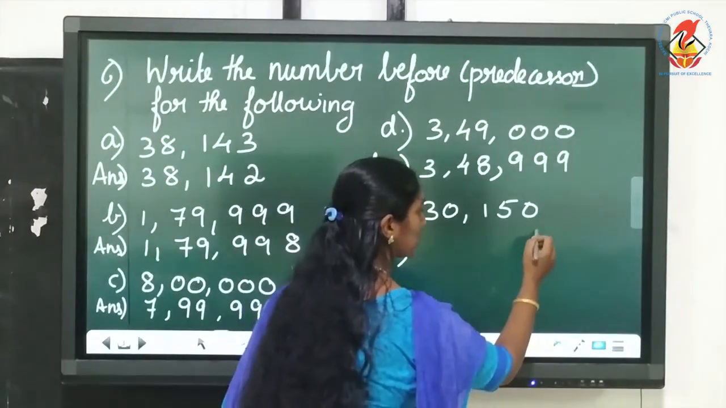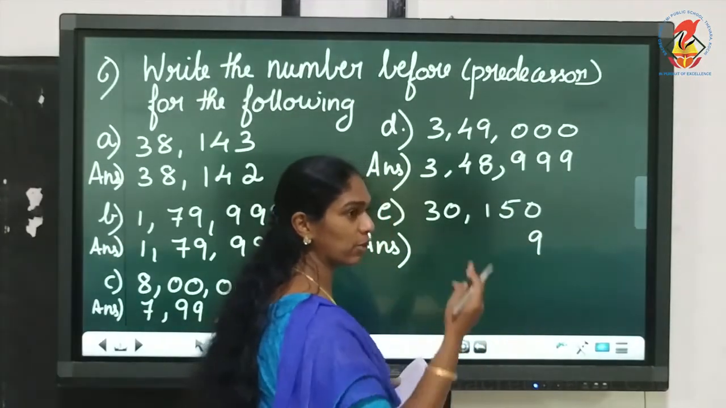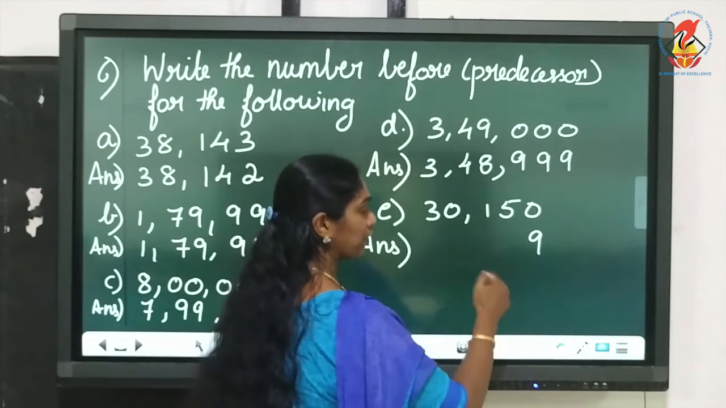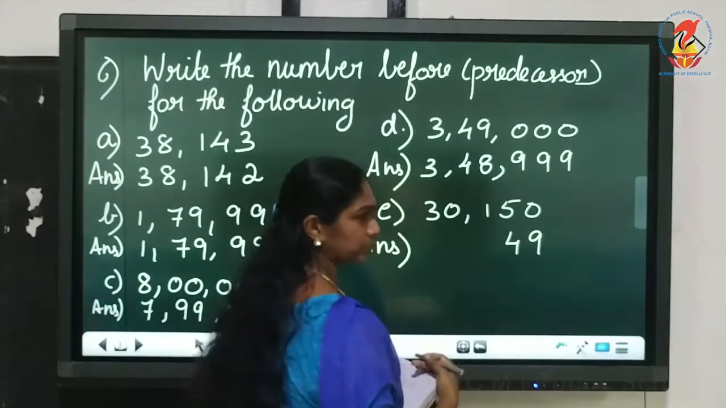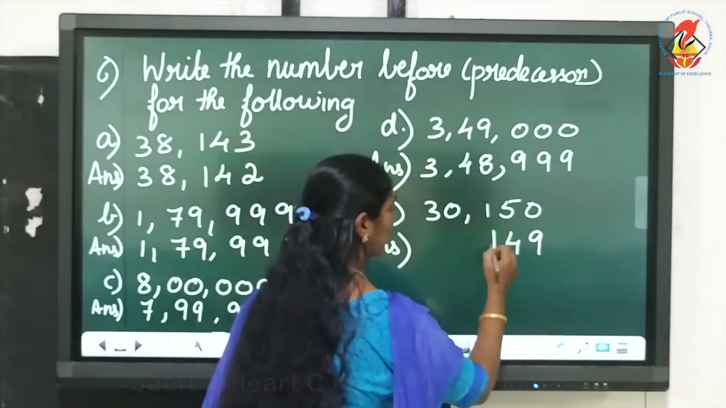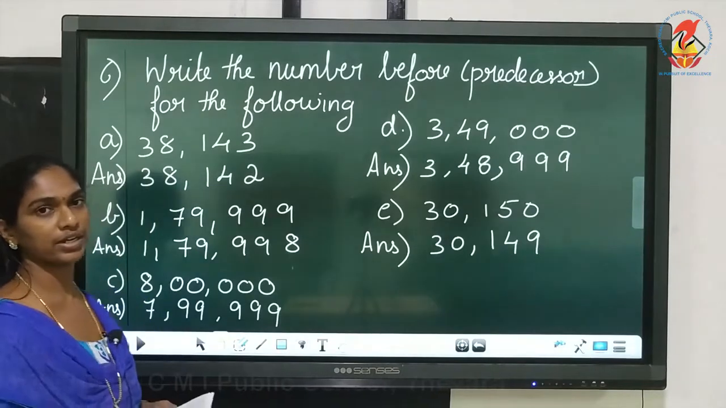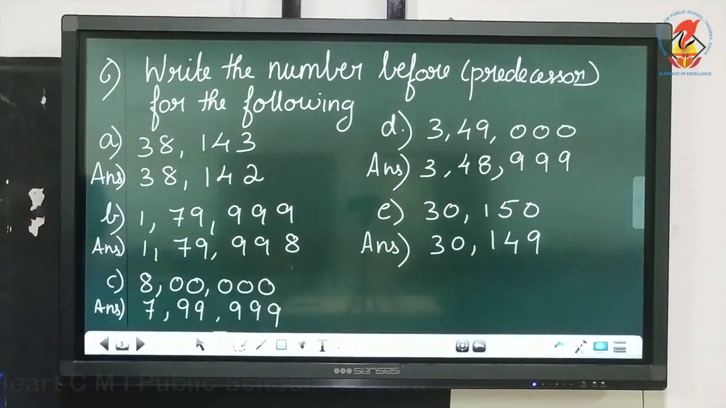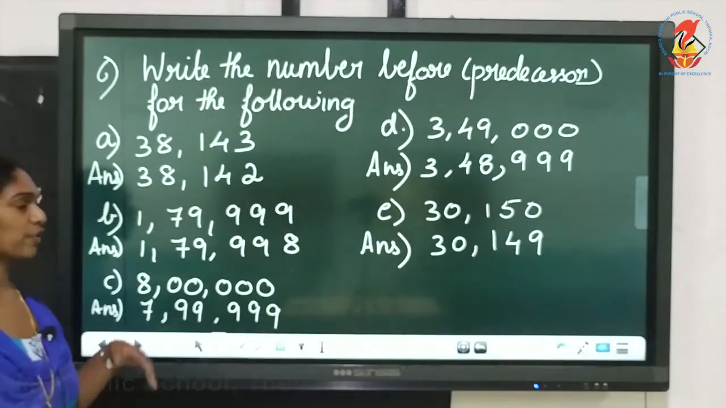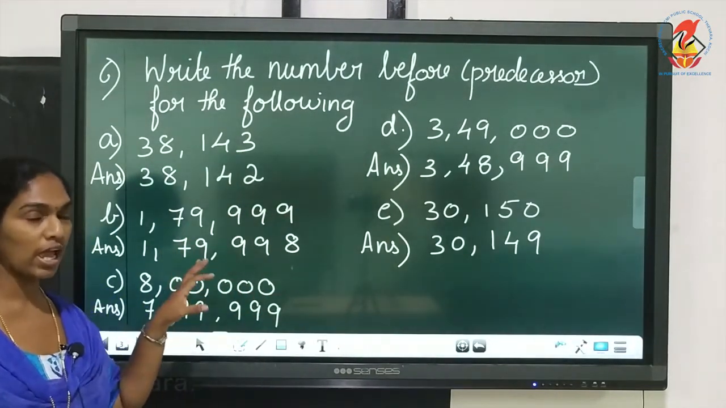Again, there is 1 zero at the last. So that 0 becomes 9. The number before 0 should be made 1 less. 5, 1 less is 4. So we know before 50 the number is 49. Then you have 1 here, 0, 3. So 30,149. So clear children?